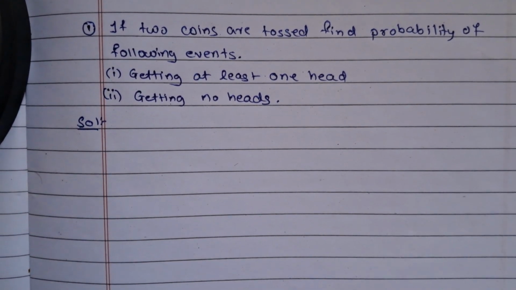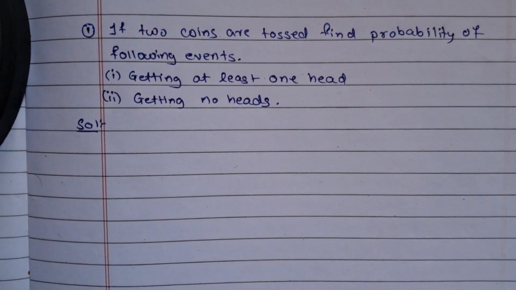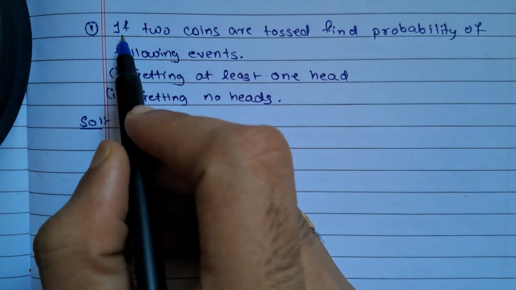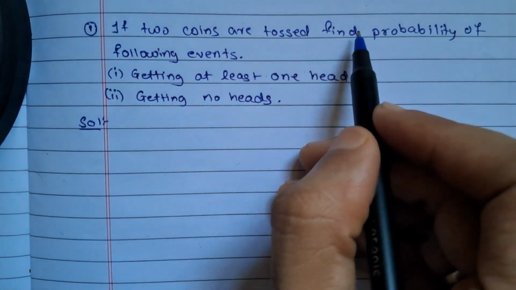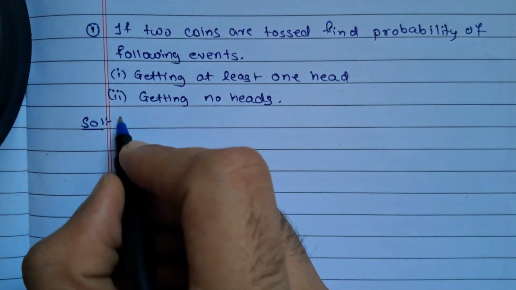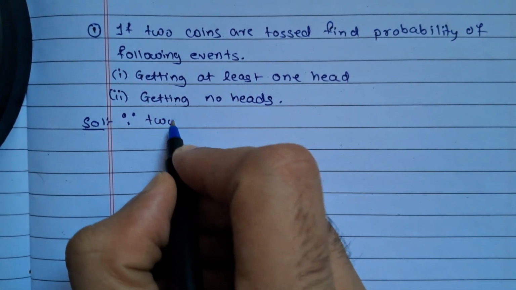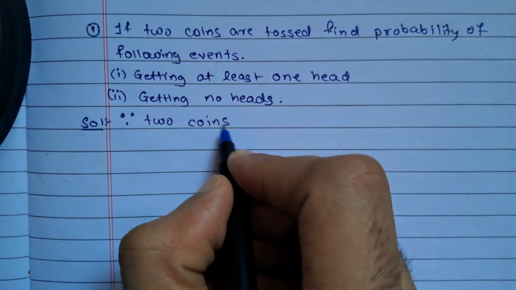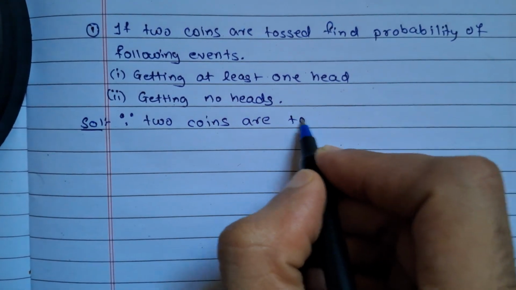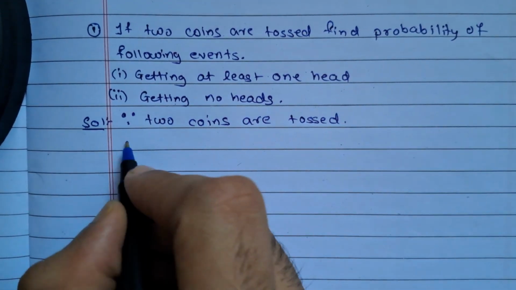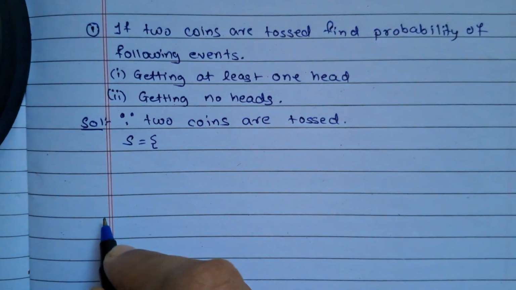In this video, let's learn the way to find probability of any given event. So the sum says, if two coins are tossed, find probability of following events. So first of all, I will start saying, since two coins are tossed, let's think of the sample space. What should be the sample space in this scenario?